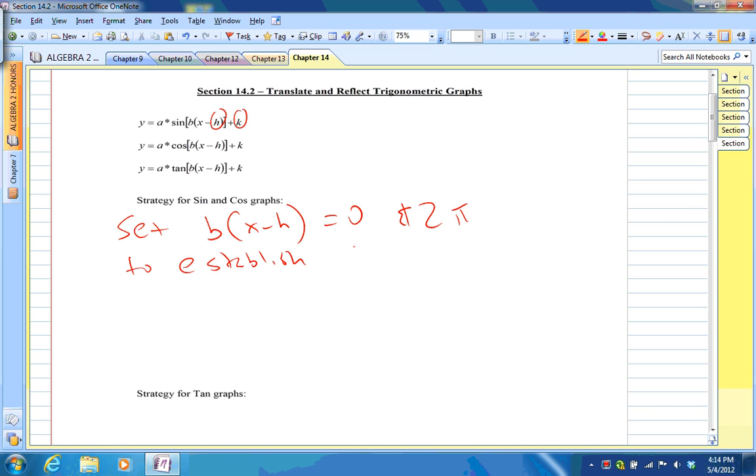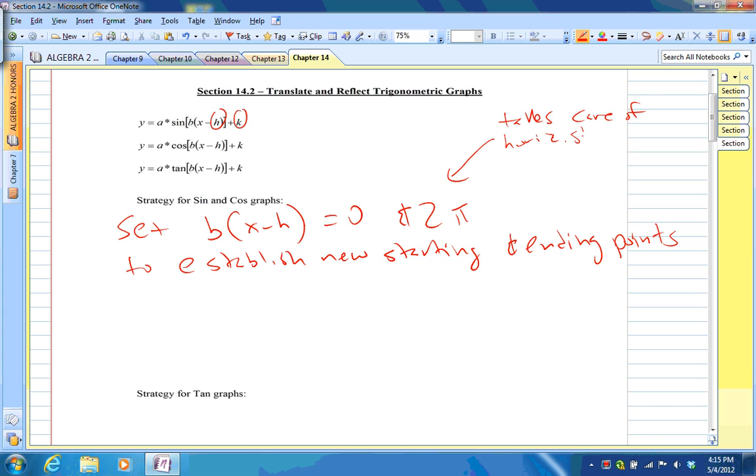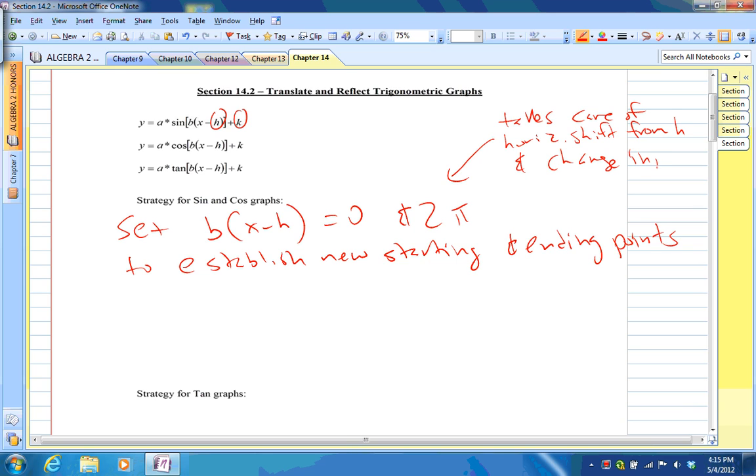to establish new starting and ending points. By doing that, what it allows you to do is take care of the horizontal shift and the horizontal stretch. So this takes care of the horizontal shift from h and the horizontal stretch or change in period with b.